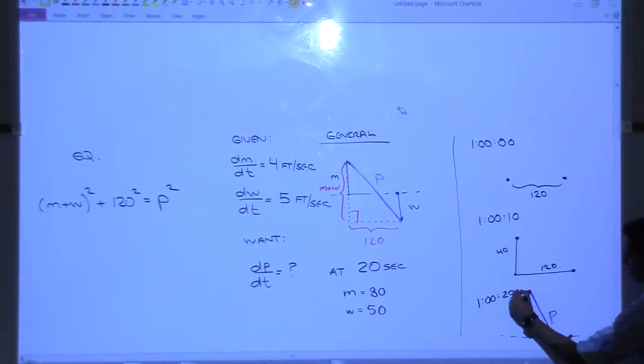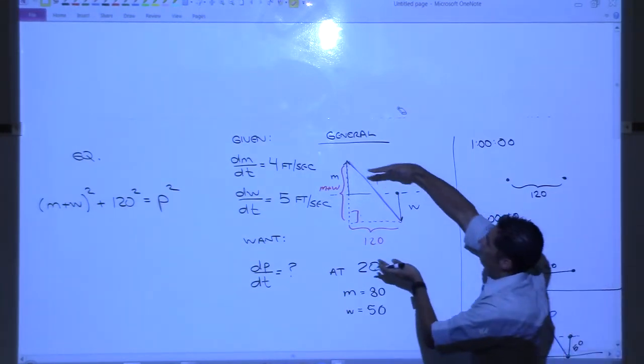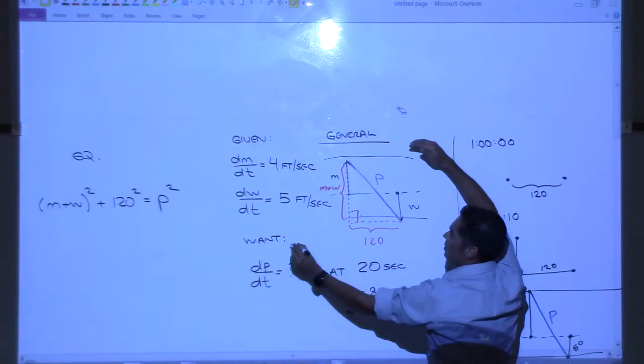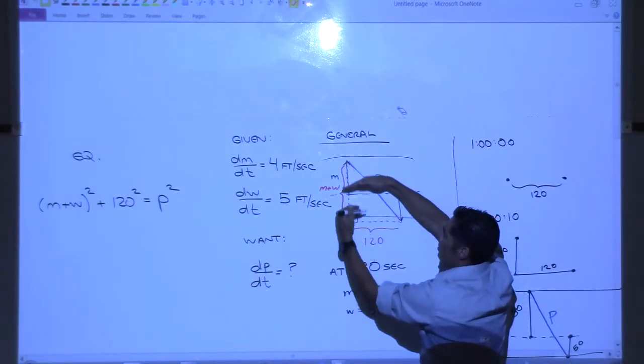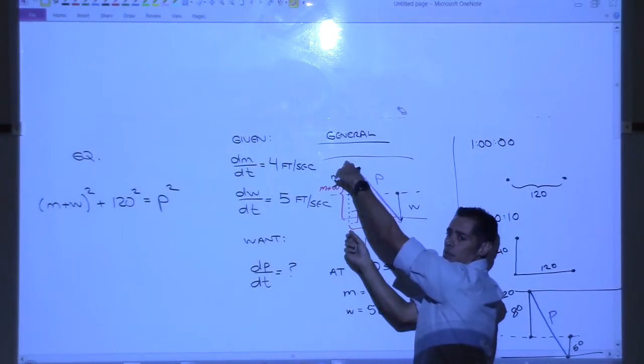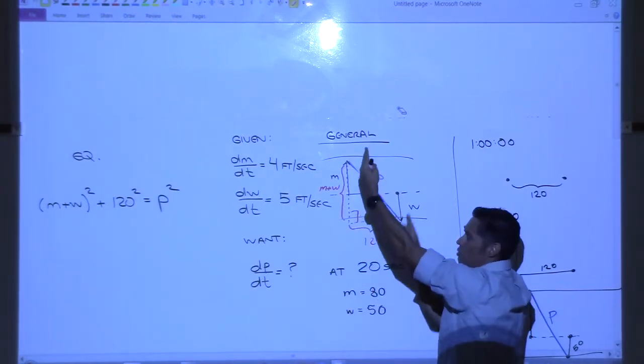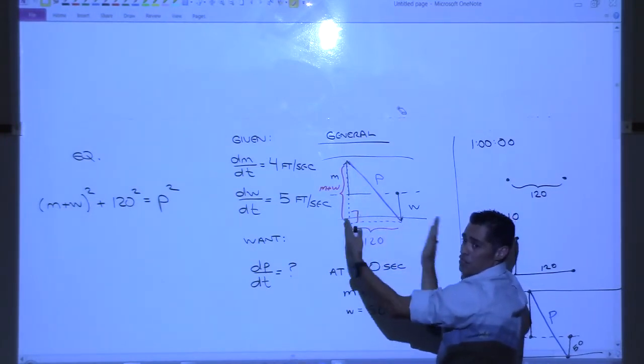If I ask you what the distance is from here to here vertically, you would say 80 plus 50, right? But if this was M and this was W, then you would say it's the M plus the W. So if I want the distance from here to here, it's the M plus the W, but there's a triangle right there. So this whole side is M plus W. This whole side's 120 because that was given to us. One's going north, the other one's going south, so 120 is not going to change.